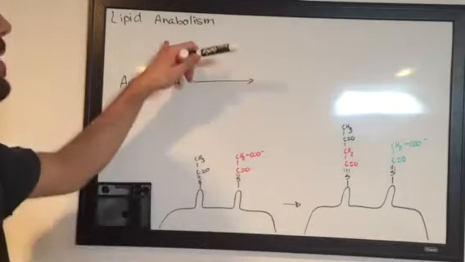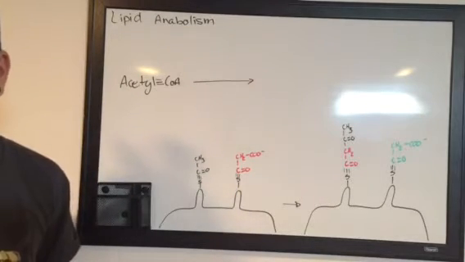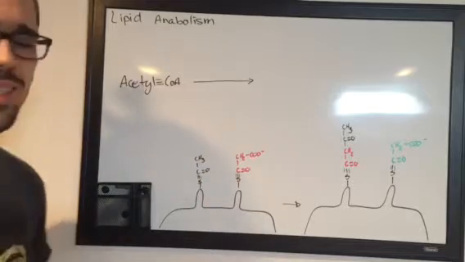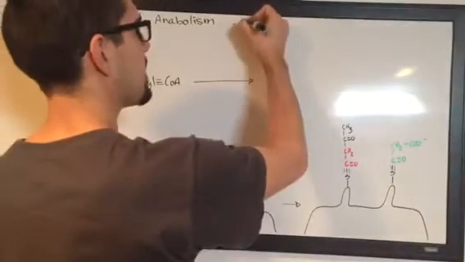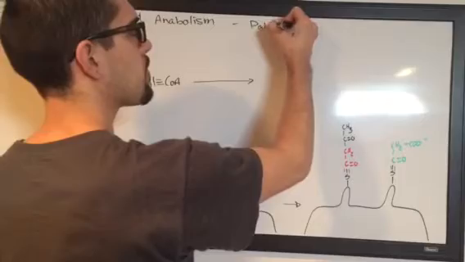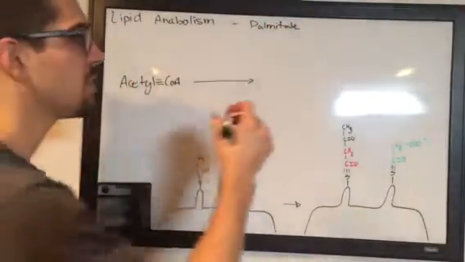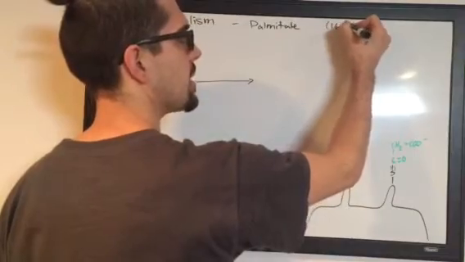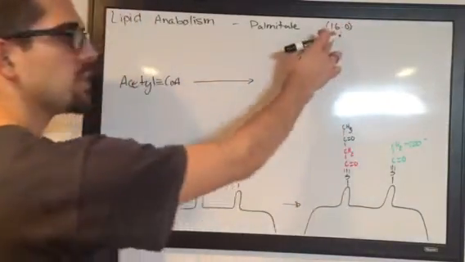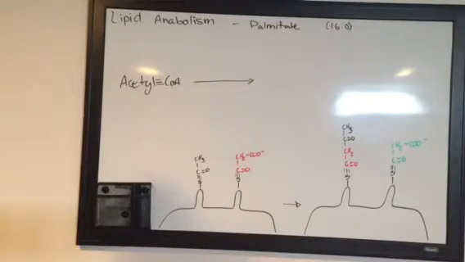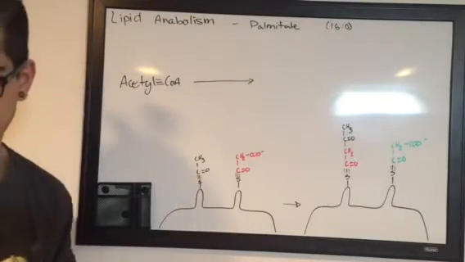So, what we have right here is lipid anabolism. We can only really make one fatty acid in our body, and that fatty acid is in fact palmitate. Palmitate is a 16 carbon saturated fatty acid. 16 carbons, no double bonds. That is the only fatty acid that we can make in our body from scratch.